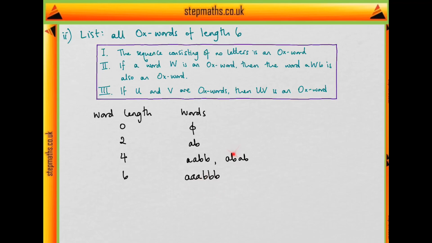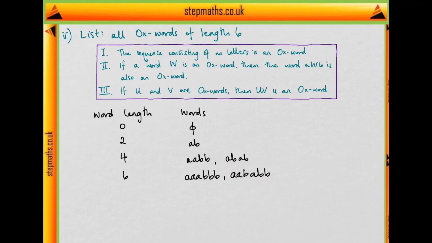Or I can start off with one of these 2 words and use rule 2 to add 2 letters to it. If I did that to this first word, then I just get this one again. Now if I did it to this second word, then I'd get this word.